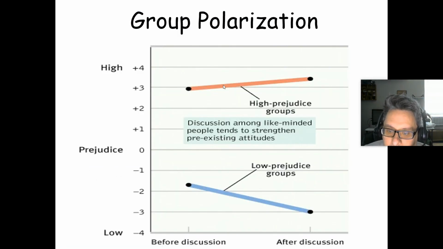All right, so we have here a high prejudice group and a low prejudice group. What they did is they started with the score here, 0 being no prejudice. These are people that have more of a bias towards what they were looking at, and these are people that have less of a bias against what they were looking at. We're not sure what they're prejudging here. But what they did is they then put them in groups of like-minded people. And what you're going to see is that the high prejudice group, whenever they're put together, becomes more prejudiced. The low prejudice group becomes even less so after discussion.